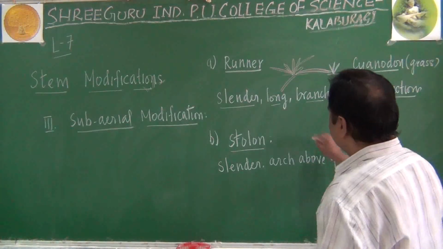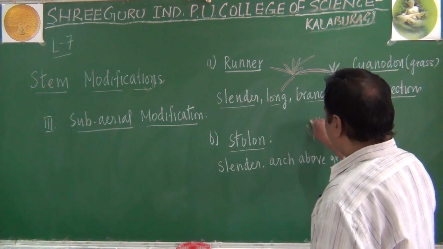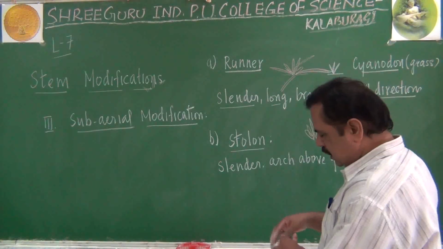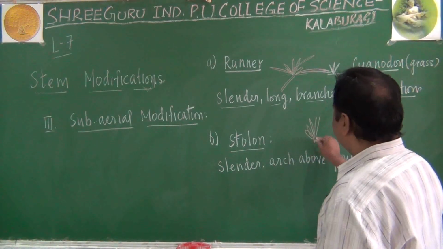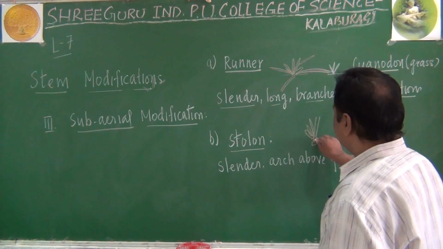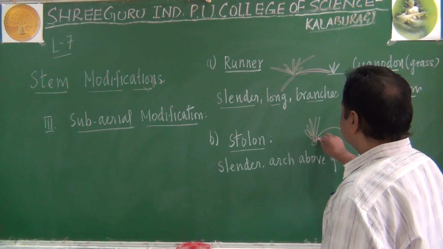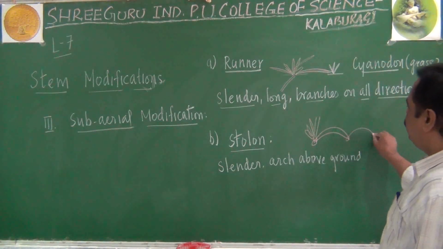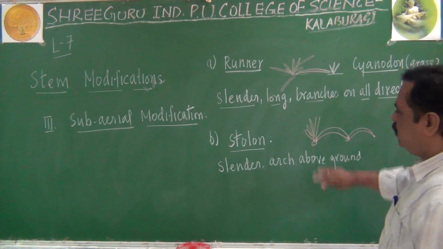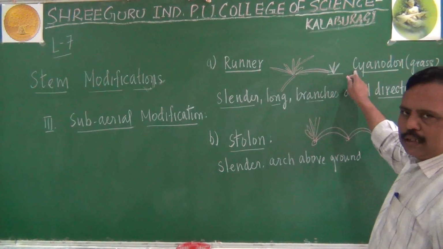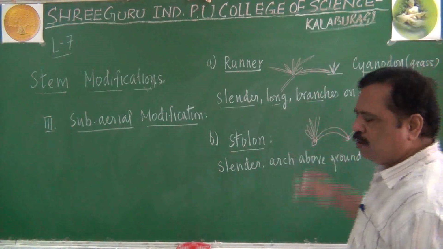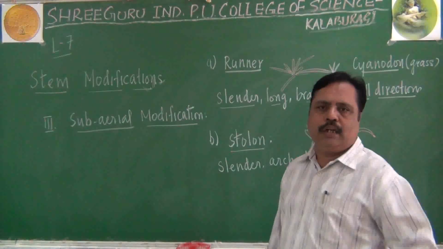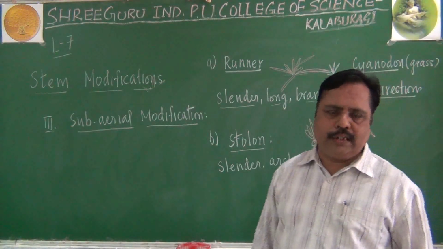Imagine this point. This is the stem with leaf and other things. Whereas the main stem will start from the base and produce some arches like this. Then they will grow further. This type of bending, not running horizontally, they will bend, arch and go. That is called stolon type of modification.